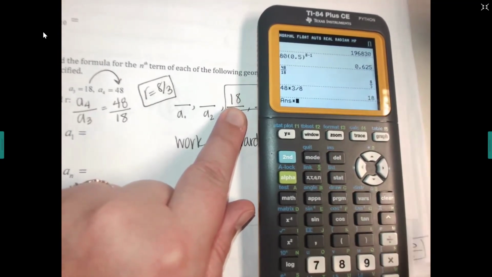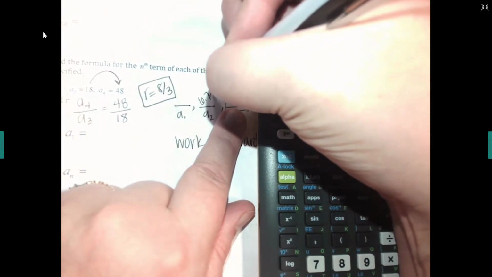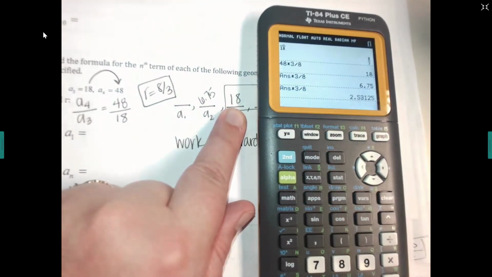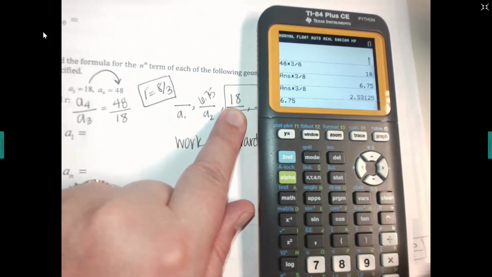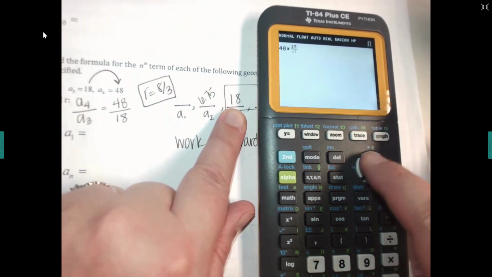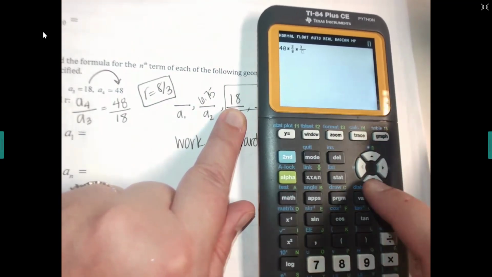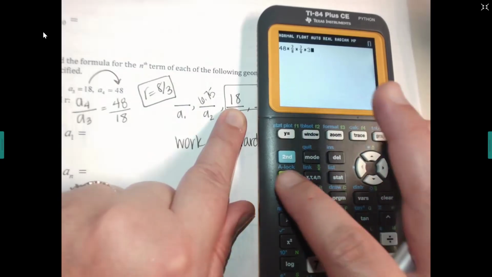Yes, now I'm going to times by 3/8 again. The next number would be 6.75. And then I'm going to times by 3/8 again to get this number, which really I kind of want as a fraction. So let me use the pretty fraction instead. Let me show you a different way to do it. Just use the pretty fraction, 3/8 times 3/8 times 3/8.